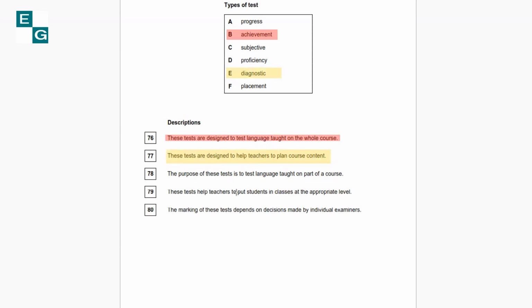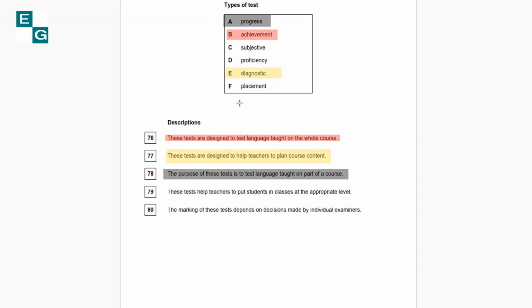Then we have the purpose. I'm going to use a color here. The purpose of this test is to test language taught on a part of a course. In this case, a unit or a module or an activity, a chapter. So when we have this kind of test, we can consider it the progress test because they just covered one portion of the text taught.